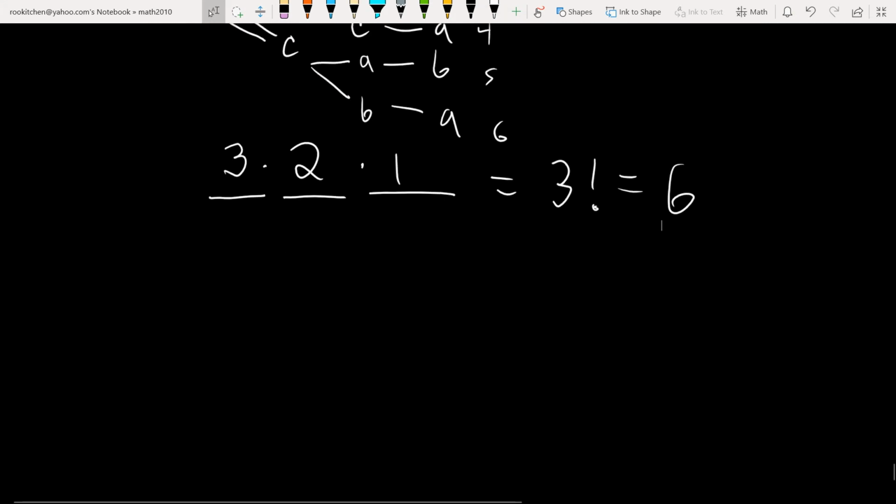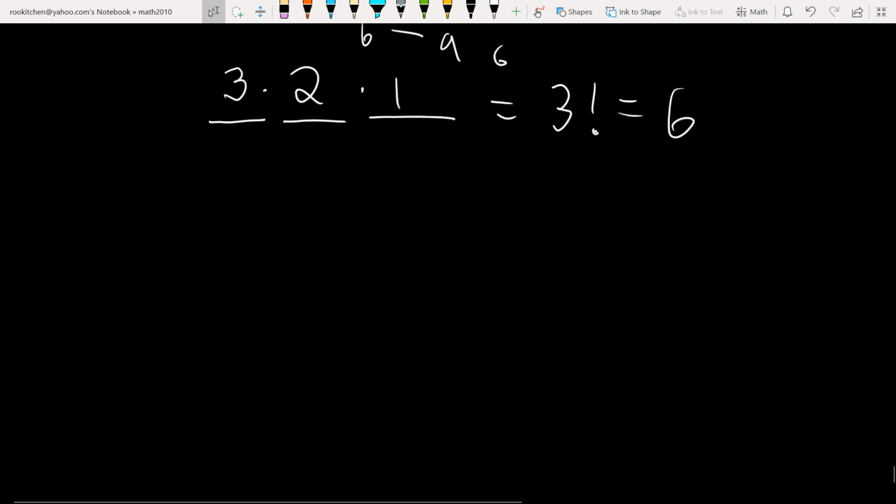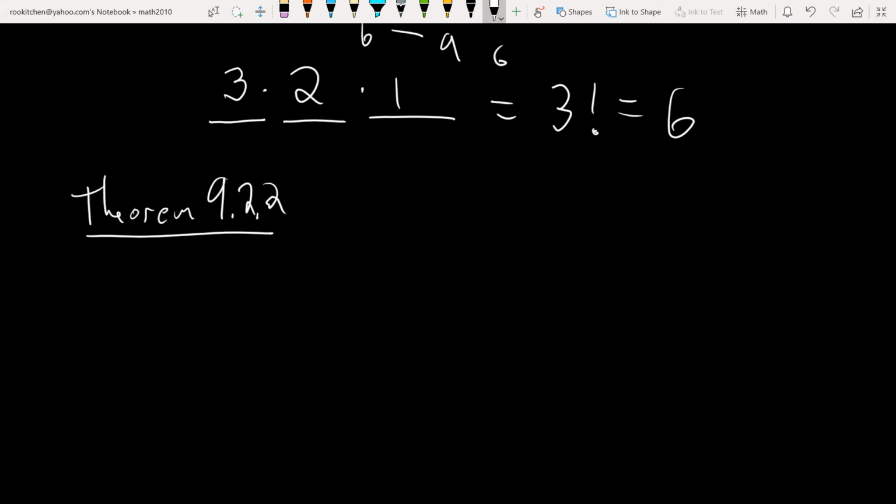And that becomes the way to do permutations. And in general, they give this as a theorem in the book, theorem 9.2.2. It says the number of permutations of a set with n elements is n factorial.